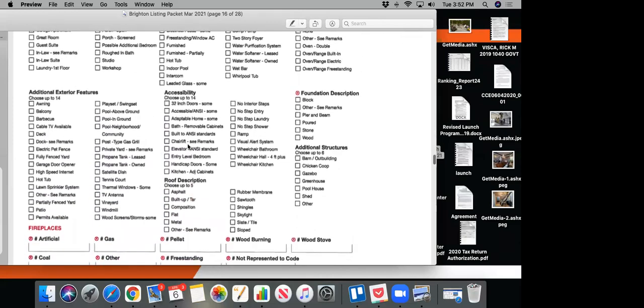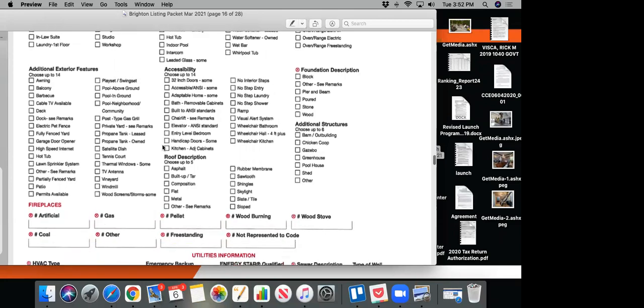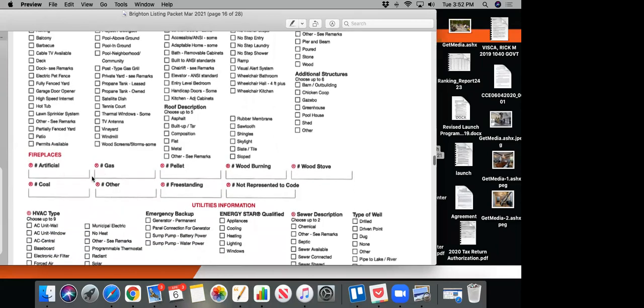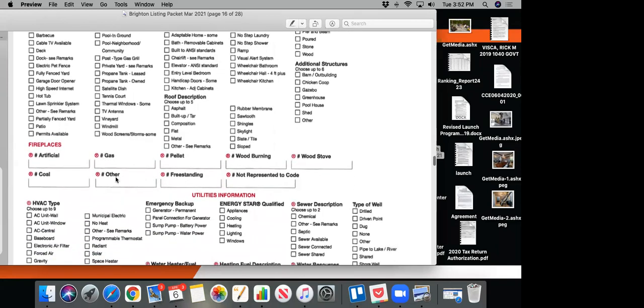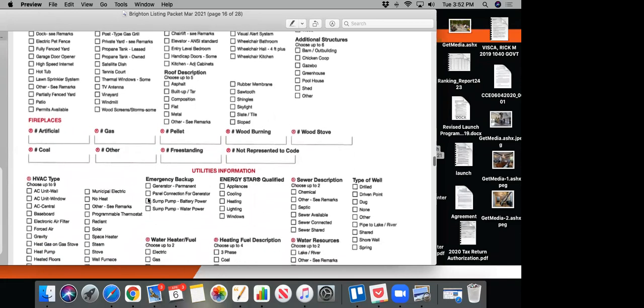Accessibility. If you walk into a house and you think the doors are oversized so that someone in a wheelchair will be able to get through, you want to make sure you put that information down. Fireplaces. Is it a gas fireplace? Is it a wood burning fireplace? Do they not have any fireplaces? Then this would be all zeros.